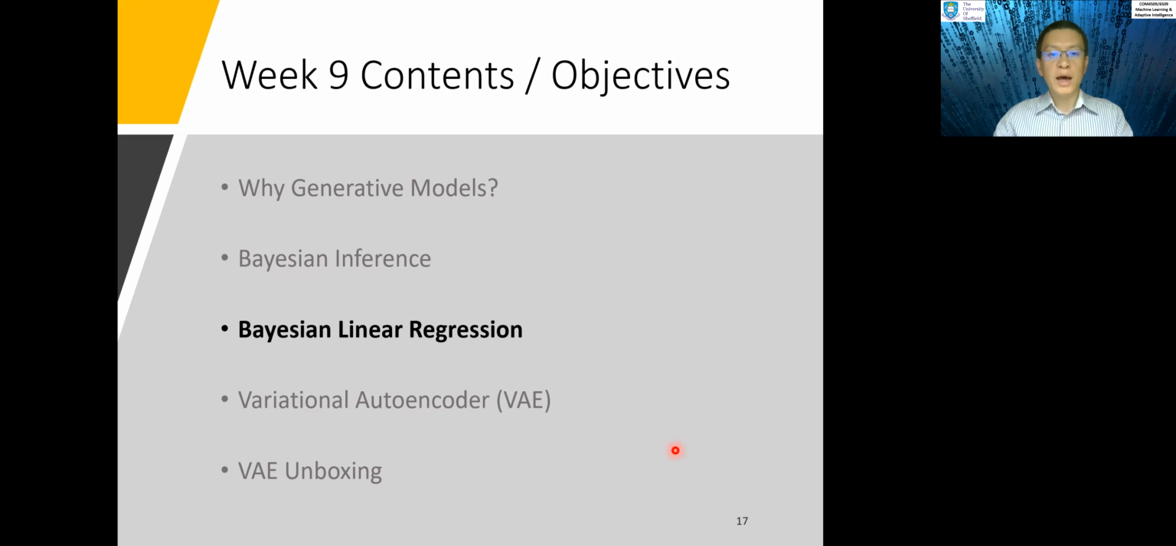Next, let us apply Bayesian inference to our fundamental machine learning problem, linear regression.